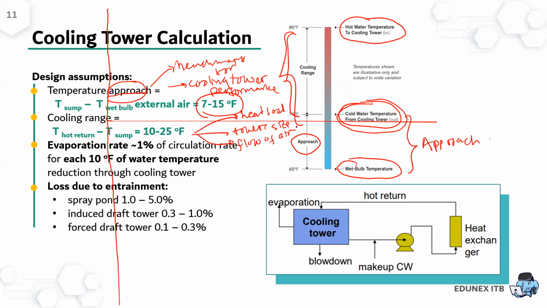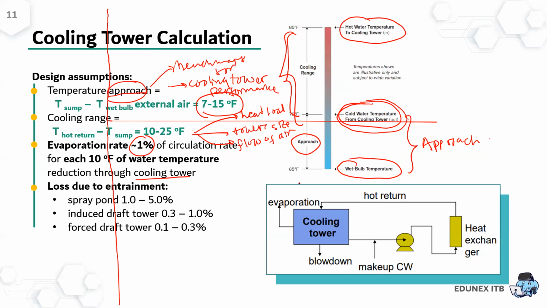Okay, so the next point is regarding the evaporation rate. Usually it is about 1% of the circulation rate for each 10 degrees Fahrenheit of water temperature reduction through the cooling tower. So this is the basis: for each 10 degrees Fahrenheit, the evaporation rate is approximately 1%.